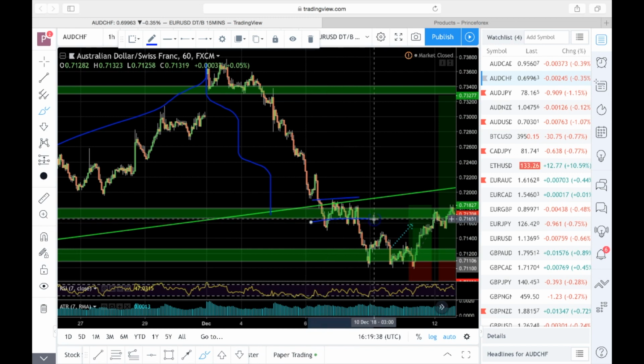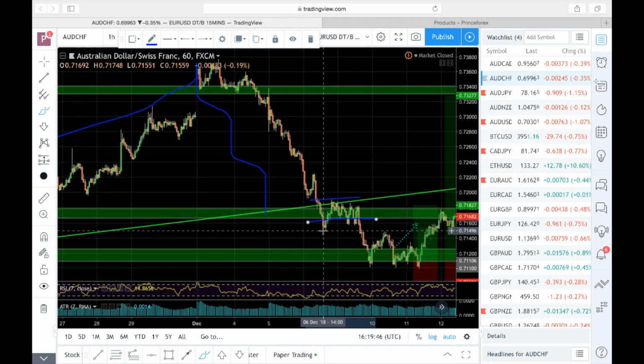Okay. Now, the market came down and I was looking for my reason for entry. You guys already know what I'm looking for. But as you can see, the market just easily broke and closed below.